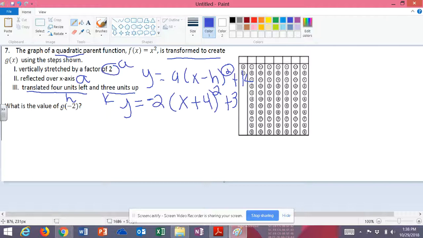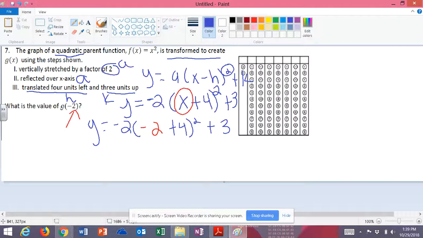Okay, and then there's a follow-up question. So there's our equation. Now, what is the value of g of negative 2? We just wrote the equation for g of x, and it's asking us for the value of g of negative 2. So that means anywhere you see the letter x, you need to replace it with the number negative 2. So I'm going to rewrite this equation. I have y equals negative 2 times, instead of the letter x, this is where I'm going to replace it with negative 2. So I'm going to have negative 2 plus 4 squared plus 3.